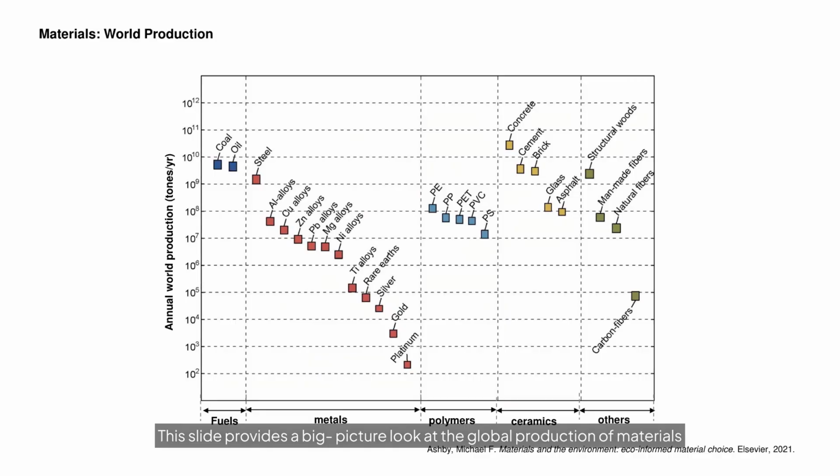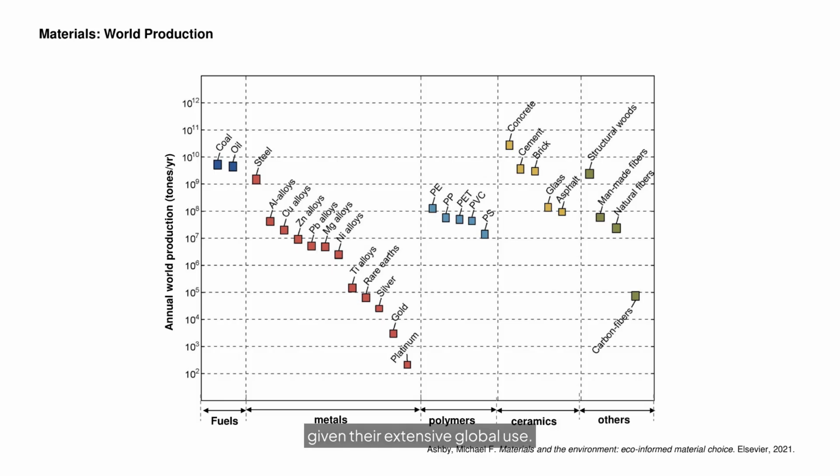This slide provides a big picture look at the global production of materials and our world energy consumption. On the vertical axis, it shows the annual world production of major material categories measured in tons per year. One striking point is the sheer scale of fossil fuels like coal and oil extracted by mass. Following fuels, construction materials such as steel and concrete constitute another significant category given their extensive global use.